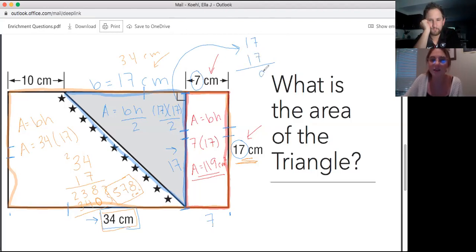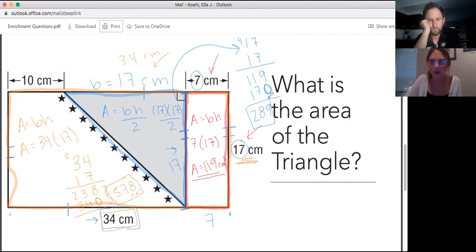7 times 7, 49, carry the 4. 7 times 1 is 7, plus 4 is 11, 119. Put the 0 in the 1's place because we're going over to the 10s. 1 times 7 is 7, 1 times 1 is 1. Add those together, 9, 8, 289.